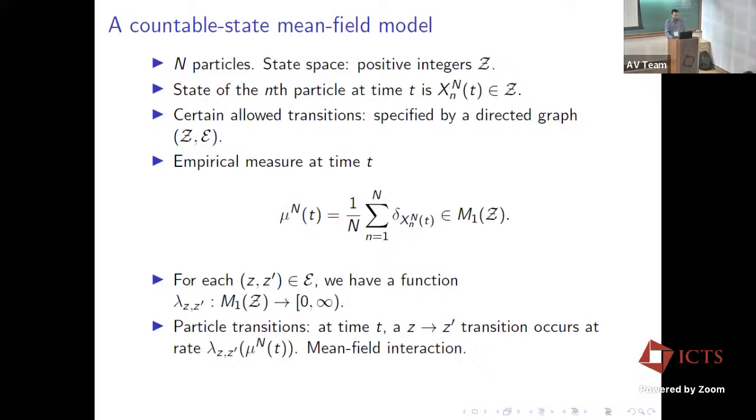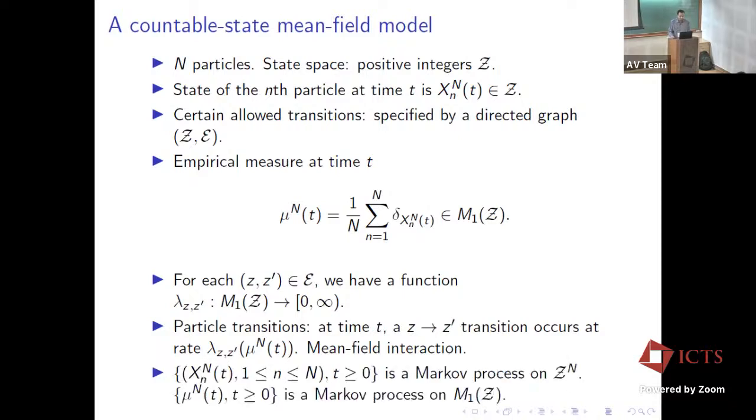And these are the transitions which specify the interaction. Let's say a particle is in state z. It can transit to z prime, and that transition will depend on the empirical measure. So the transition rate, lambda z, z prime, will be a function of the empirical measure of the n particles. So at time t, a z to z prime transition occurs at this rate, which is given by the empirical measure. This is mean field interaction, and it's a weak kind of interaction across the particles.